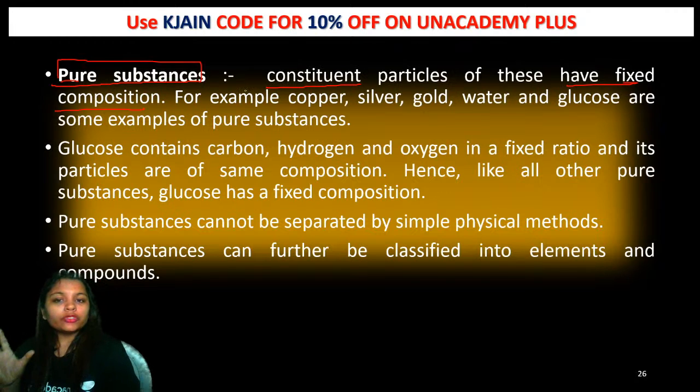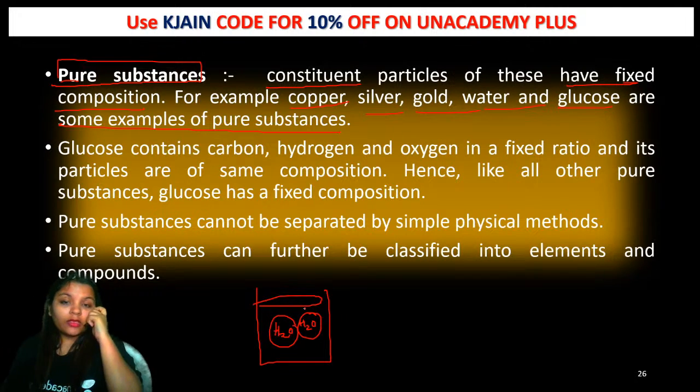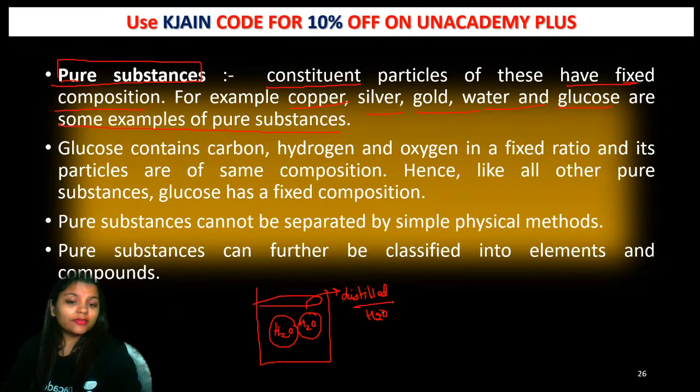They have fixed composition. For example, copper, silver, gold, water, glucose are all examples of the pure substances. For example, if you take a glass of water, then it only has the molecules of water. I'm just considering that this is distilled water, because distilled water does not contain ions or minerals, so it contains only the molecules of water. So we will say that this is a pure substance.